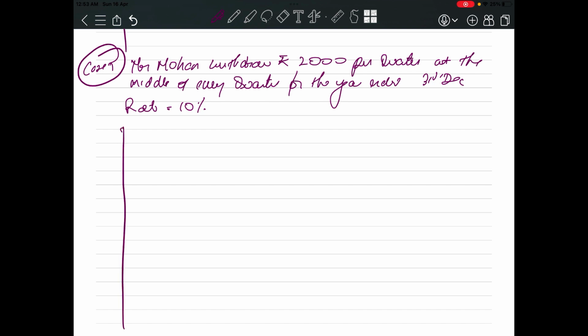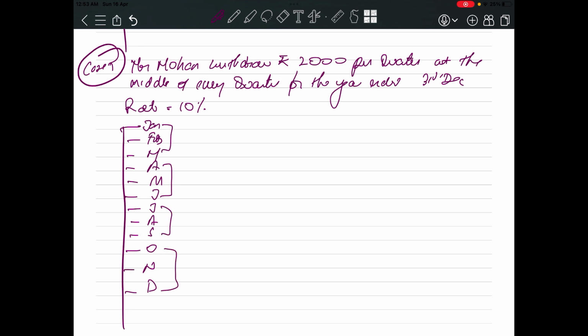Now let's again do the timeline. Jan, Feb, March, April, May, June, July, August, September, October, November and December. So 3 months in this quarter, 3 here, 3 here and 3 here.